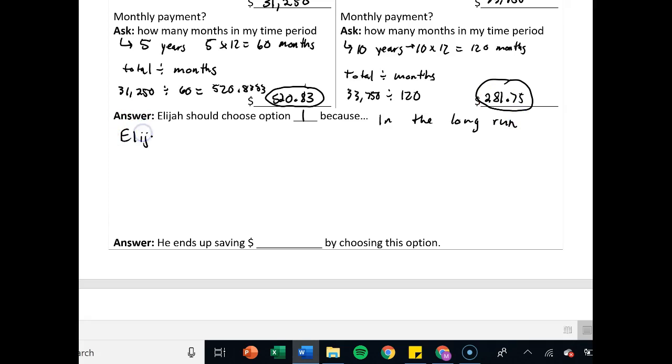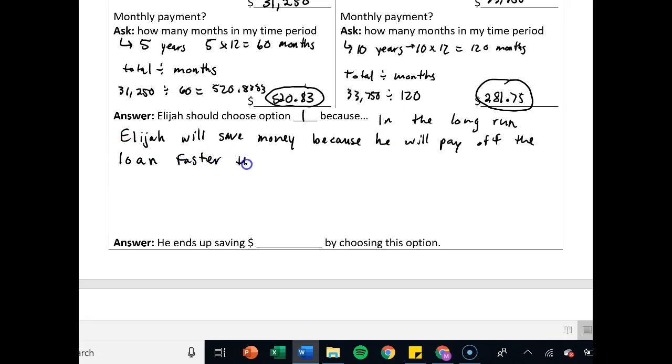Elijah will save money because he will pay off the loan faster than if he chose option 2. Right? Paying it off faster means the bank has less time to collect interest, which means you will pay the bank less interest in the long run.